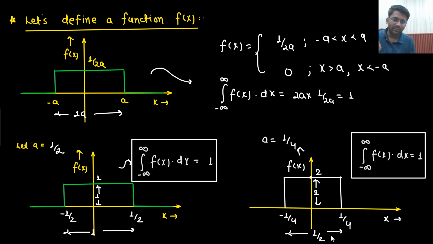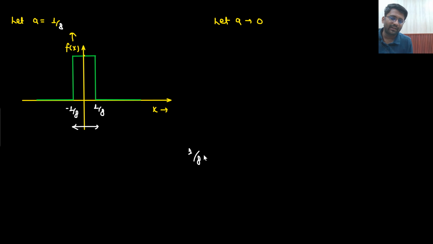Or you can say width. Here, what was the width? Width was 1 by 2. Now what is the width? Sir, 1 by 8 plus 1 by 8, the width is 2 by 8. That means the width is 1 by 4 now.